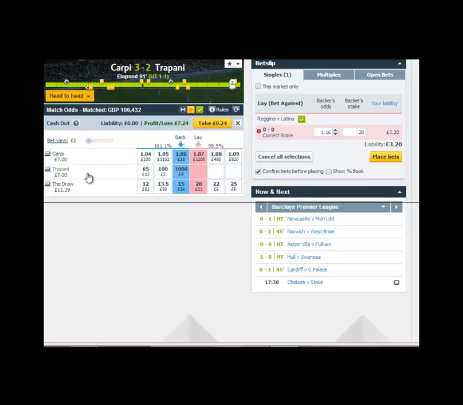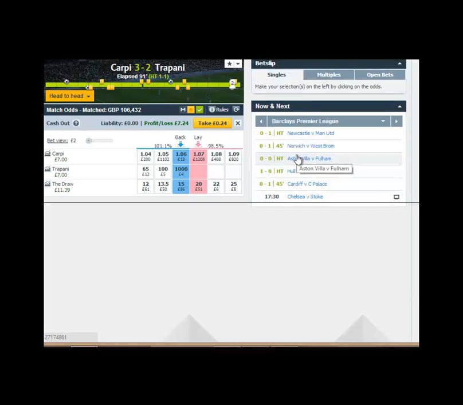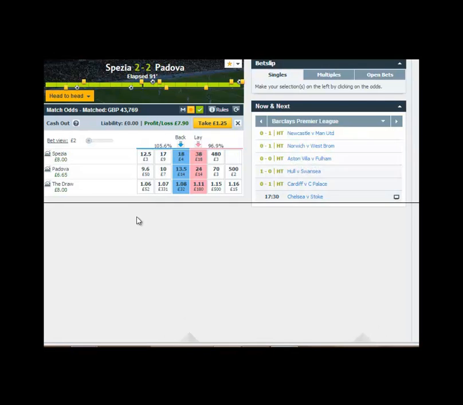And luckily we did actually, in fact, lay the draw. Remember, at 1.33, because in the 91st minute, Carpi scored to make it 3-2. Remember, we had a £10 liability at that particular point before we laid the draw at 1.33. So we made a nice profit there.